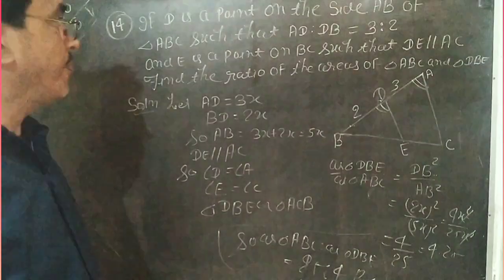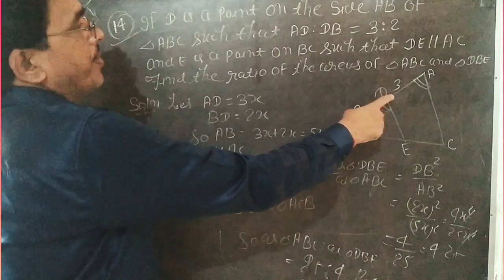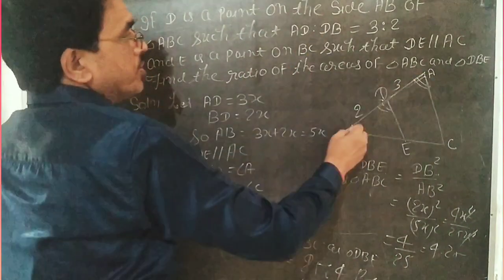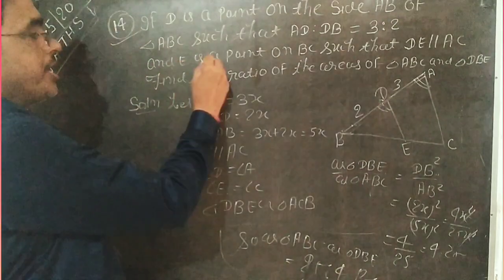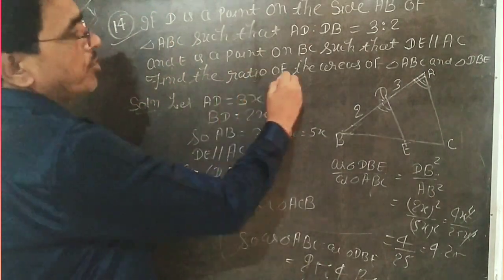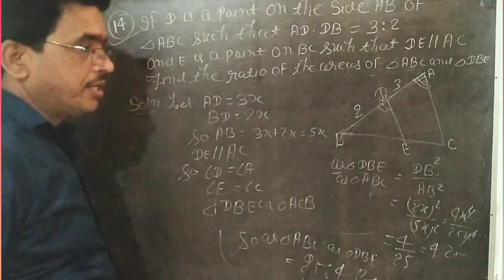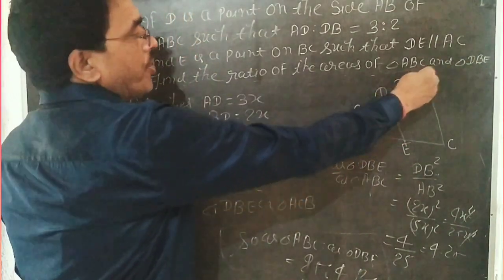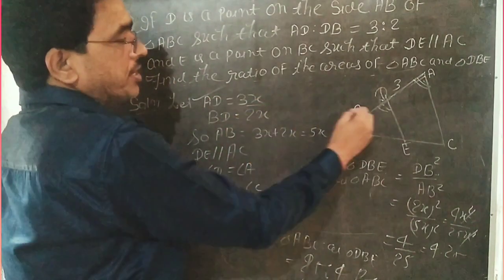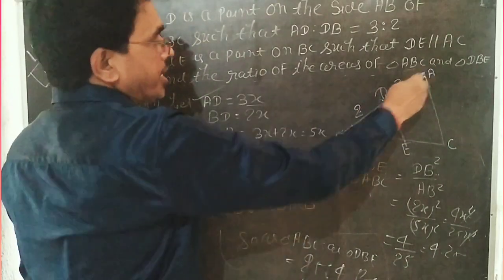Now see question number 14. If D is a point on the side AB of triangle ABC such that AD to DB is 3:2, and E is a point on BC such that DE is parallel to AC, then find the ratio of the areas of triangle ABC, the large triangle, and triangle DBE, the small triangle. Dear students, first the ratio AD to BD is given. So I suppose AD is equal to 3x and BD is equal to 2x, because of the given ratio. Therefore, what is AB? It is 3x plus 2x, that is 5x.